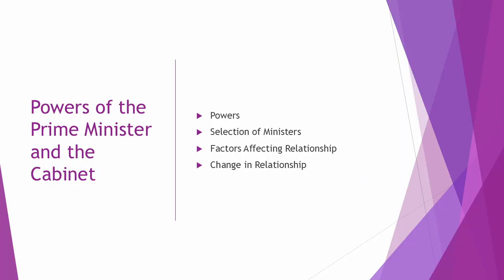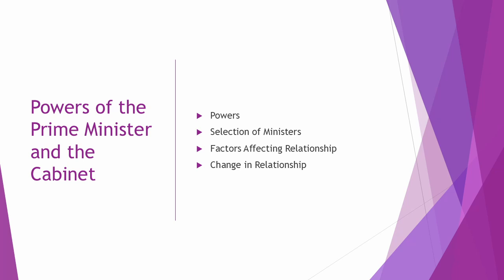Powers of the Prime Minister and the Cabinet include leading the executive branch, setting government policy, controlling the legislative agenda, and making key appointments. The Prime Minister leads the executive branch by directing government policy and decision-making. The Prime Minister sets government policy by outlining priorities and ensuring their implementation across departments. The Prime Minister controls the legislative agenda by deciding which policies and laws are prioritized in Parliament.